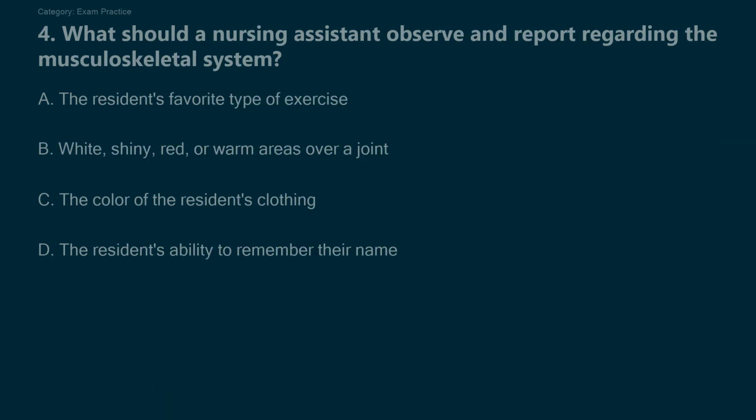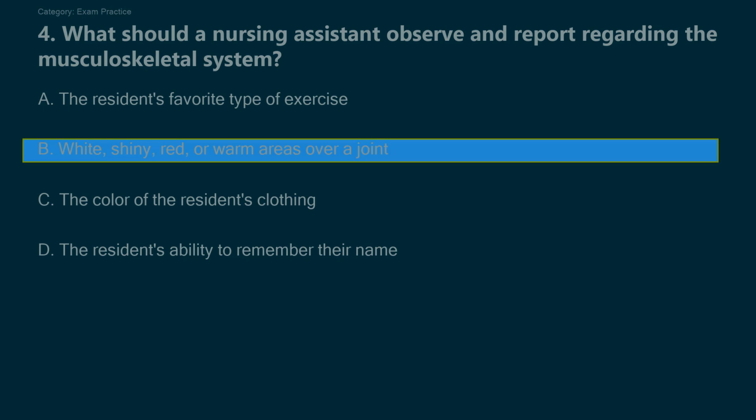Question 4. What should a nursing assistant observe and report regarding the musculoskeletal system? Option A. The resident's favorite type of exercise. Option B. White, shiny, red, or warm areas over a joint. Option C. The color of the resident's clothing. Option D. The resident's ability to remember their name. The correct answer is option B. White, shiny, red, or warm areas over a joint.